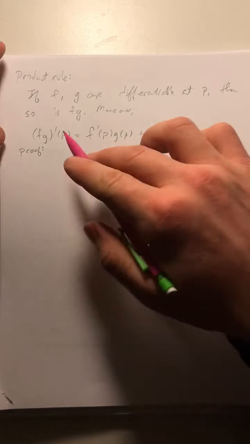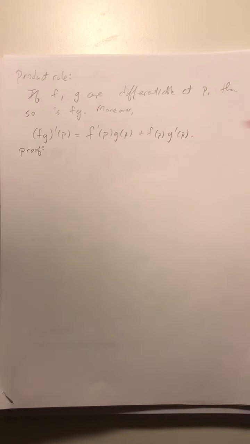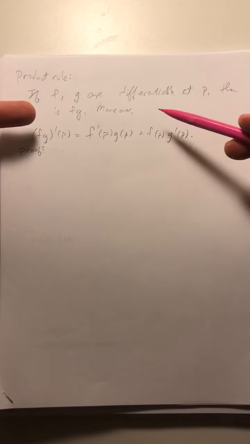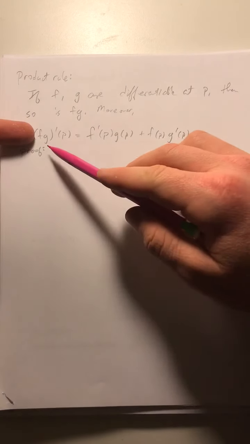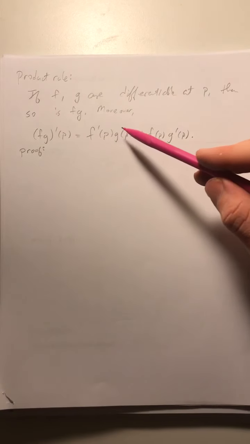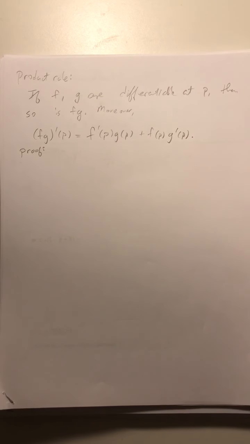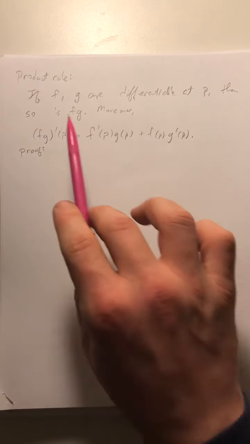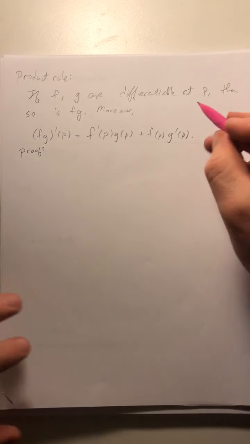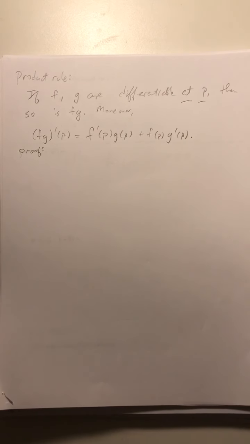So now we're ready for the product rule. Okay. So if f and g are differentiable at p, then so is f times g. And we have this formula for the derivative. The derivative of f times g equals f prime times g plus f times g prime. Now, this rule says if f and g are differentiable at p, right? So it says at p.